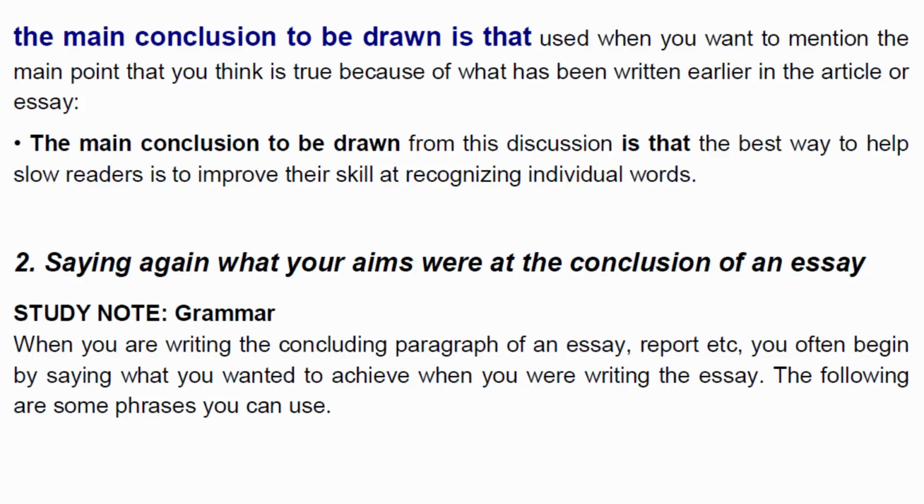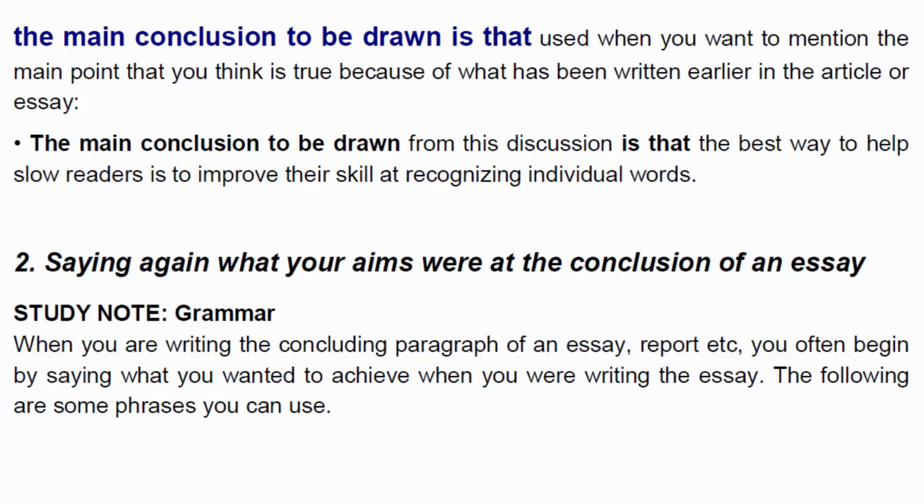Now we are going to learn some more phrases. The main conclusion to be drawn is that. Now when you say the main conclusion to be drawn is that, and then you talk about that main conclusion. For example, used when you want to mention the main point that you think is true because of what has been written earlier in the article or essay. The main conclusion to be drawn from this discussion is that the best way to help slow readers is to improve their skills at recognizing individual words.